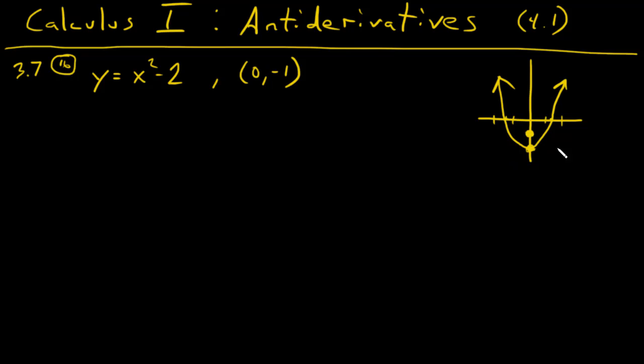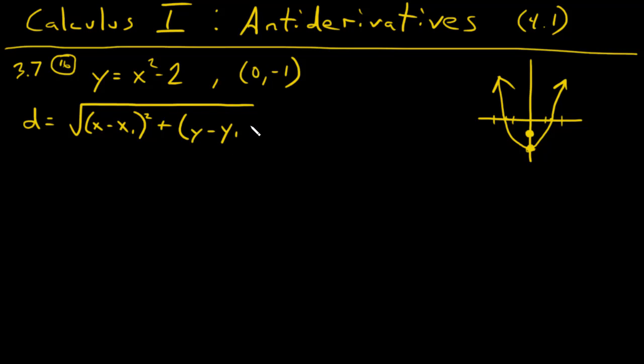And it wants to know what the closest point or points are on the graph to this location right here at (0, -1). So this is going to be the distance formula again. We've got our distance is equal to the square root of x minus x1 squared plus y minus y1 squared. Okay, now let's apply the constraints.